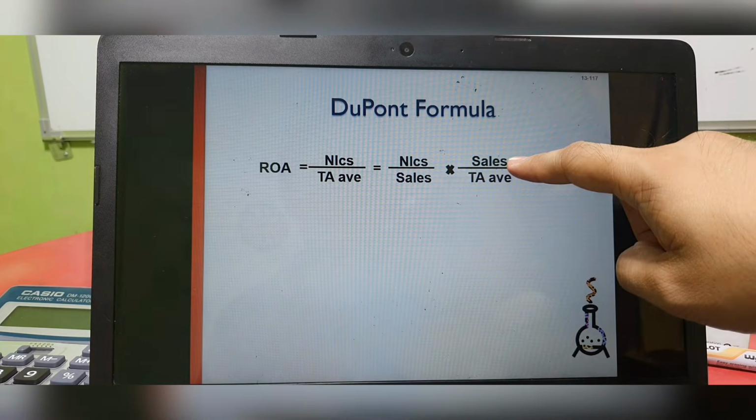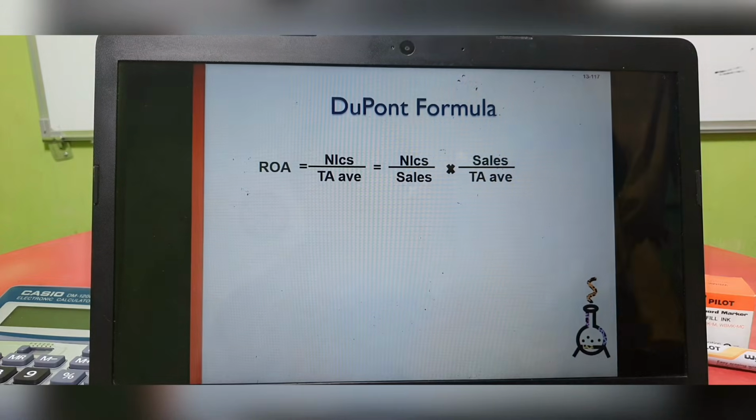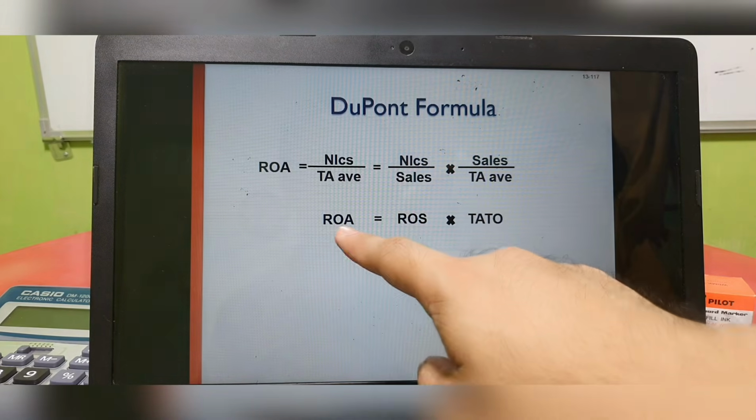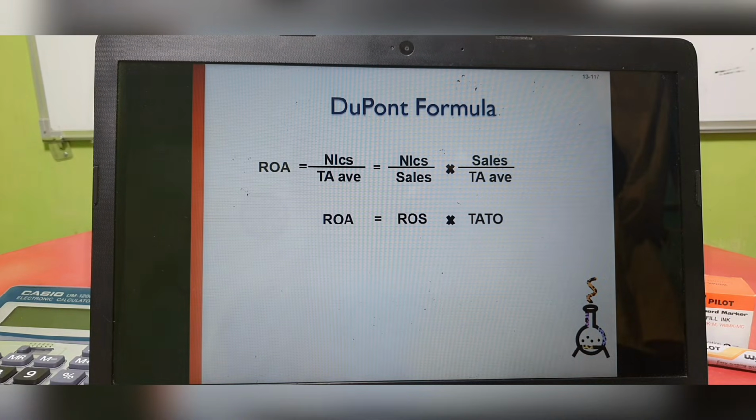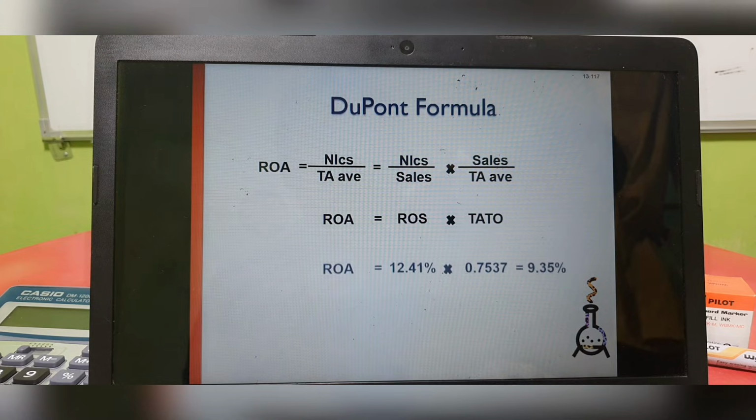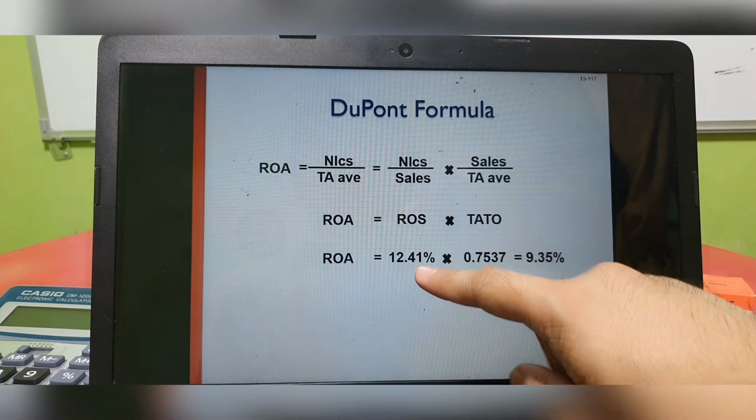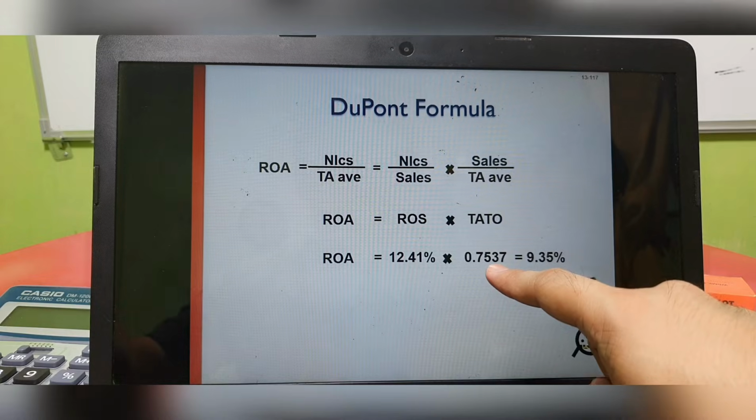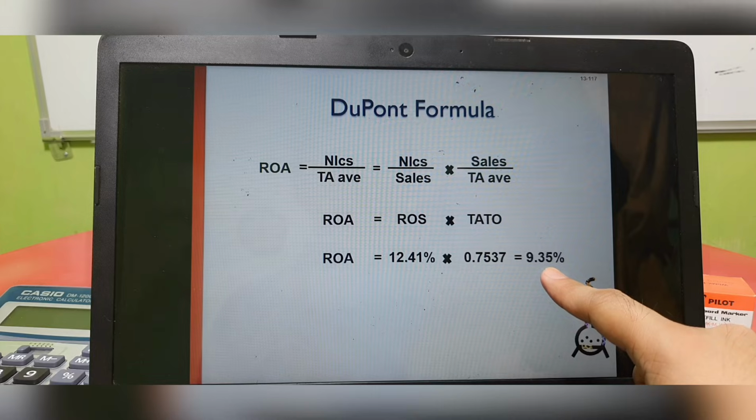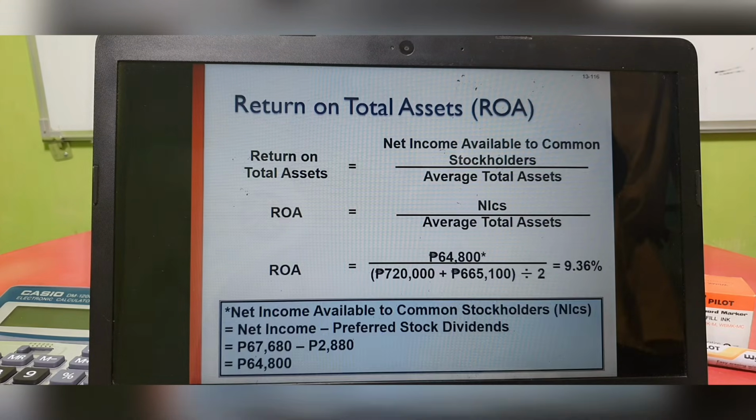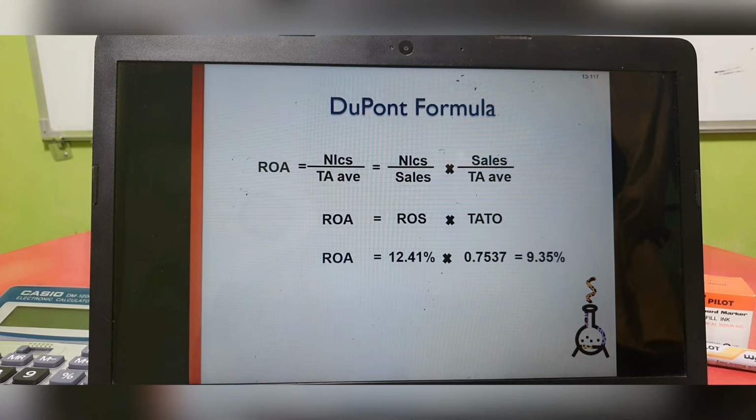Kapag sales sa numerator, turnover yan. Total asset to, so total asset turnover. Ibig sabihin, ang ROA pala could also be the product of ROS and TATO, or total asset turnover. Kaya naman, if we check, ang ROS natin kanina is 12.41. Ang TATO na nakuha natin earlier is 0.7537. Ang ROA natin is 9.35%. If you will go back to ROA here, it's 9.36%. Sa ROA kay DuPont, 9.35. Differences lang to due to rounding off.